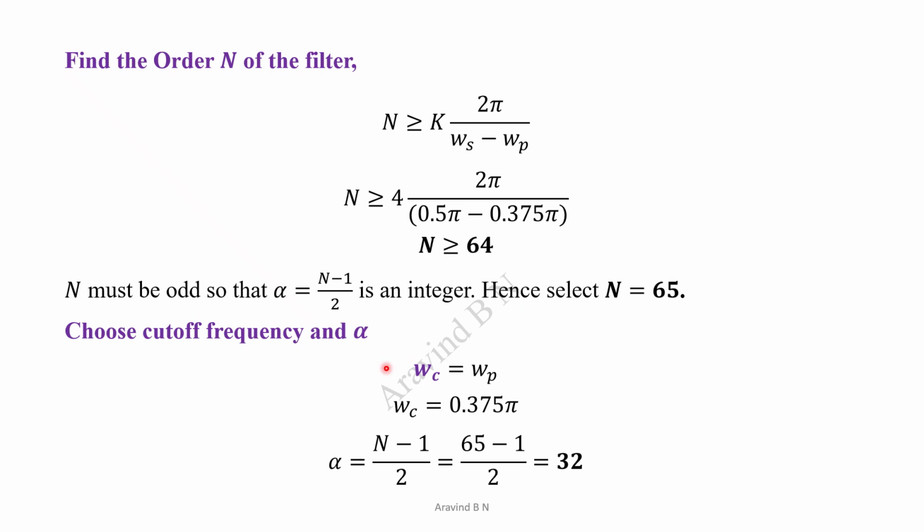Now identify the cutoff frequency as well as the midpoint alpha. Cutoff frequency omega c, we are going to consider it as the passband itself. Therefore omega c will be equal to 0.375 pi. Alpha is the midpoint. So midpoint alpha is given by (N minus 1) by 2. By substituting the values, we are going to get 32 as the midpoint.